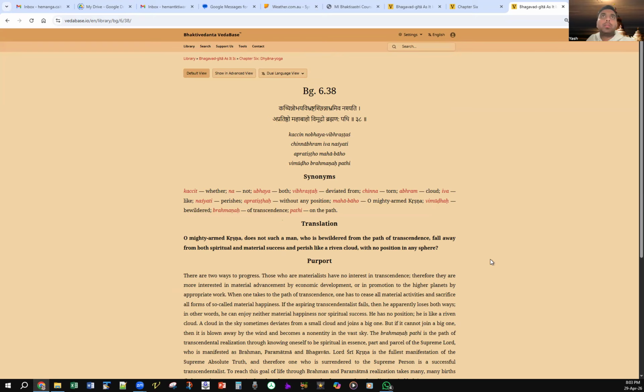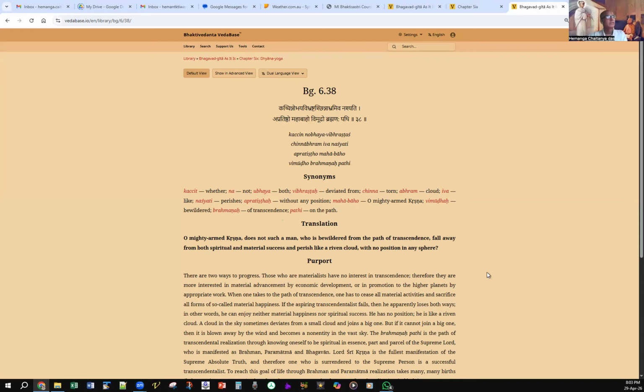O mighty armed Krishna, does not such a man who is bewildered from the path of transcendence fall away from both spiritual and material success and perish like a riven cloud with no position in any sphere?